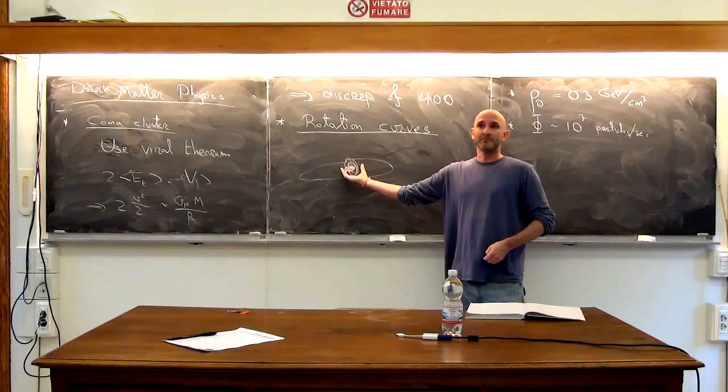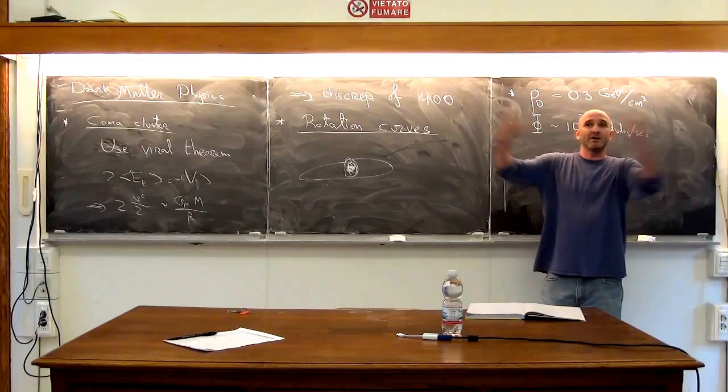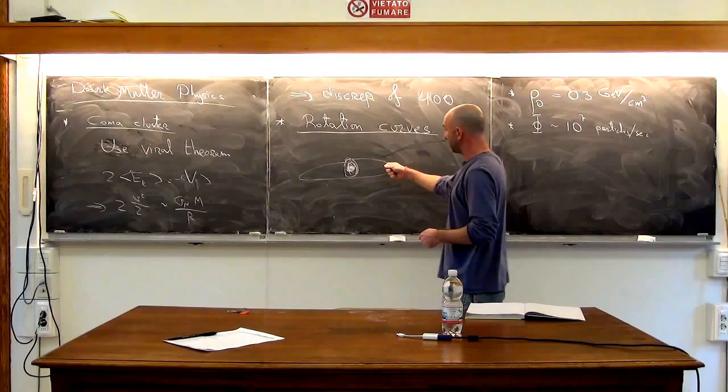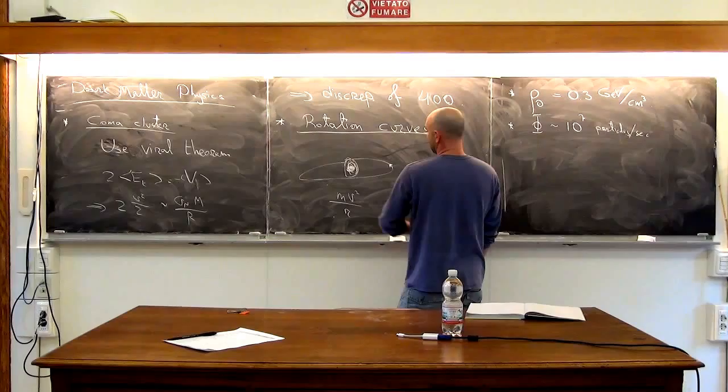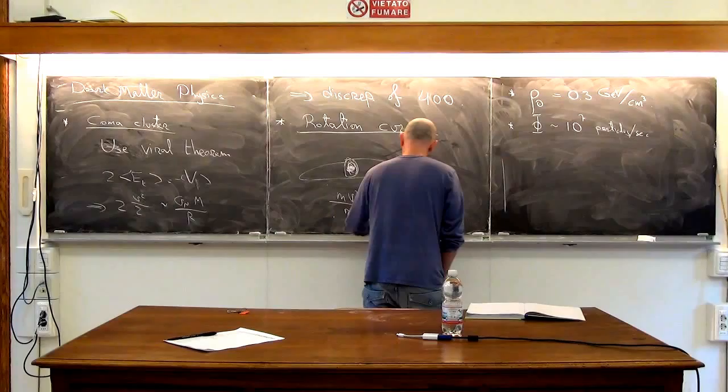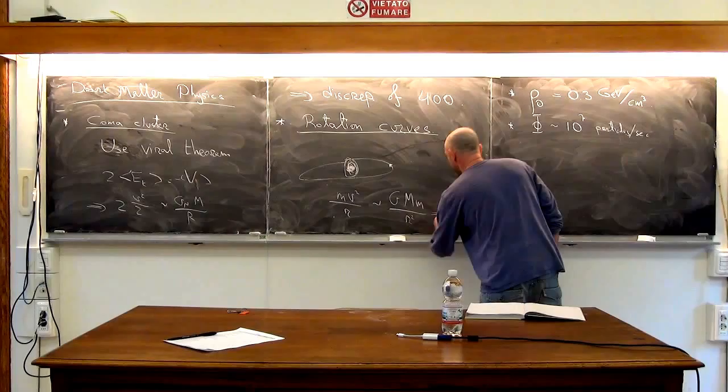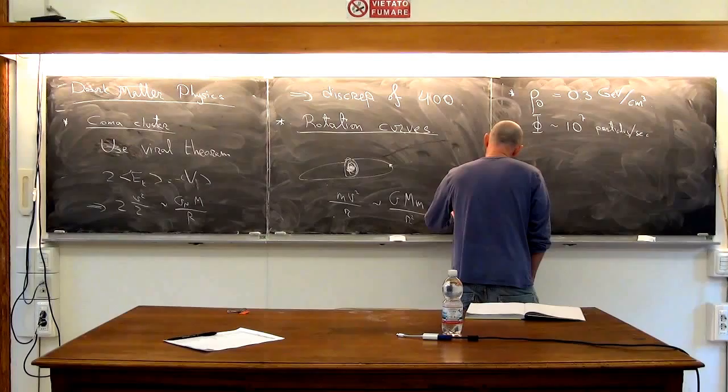If you move further out, away from the galactic center, you expect that the velocity drops because the gravitational potential is getting weaker. Okay, so basically, it's pretty simple. You expect that the velocity of the rotating star is supposed to go like just Newton's law. Okay? And that tells you that the velocity should go like 1 over the square root of the radius.